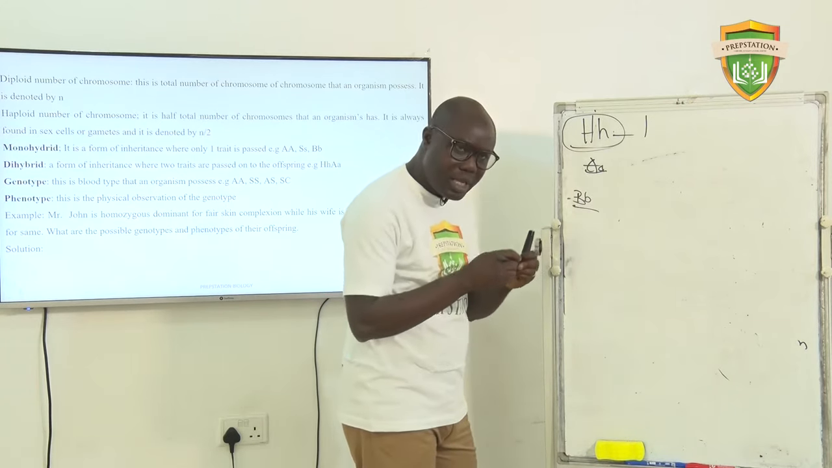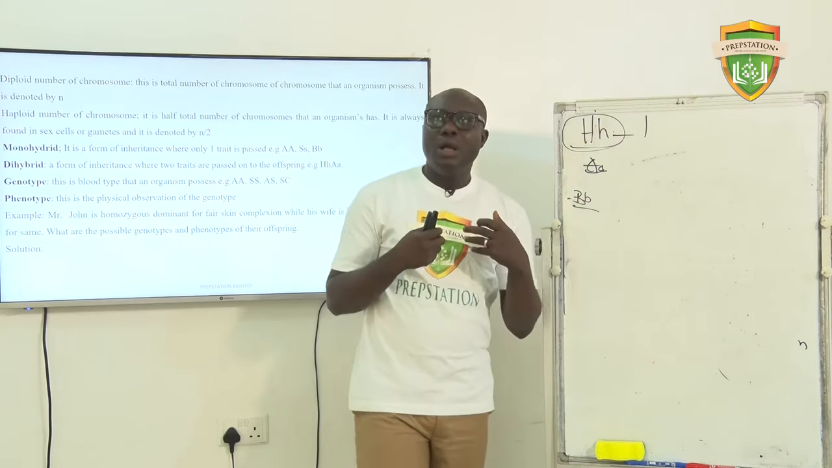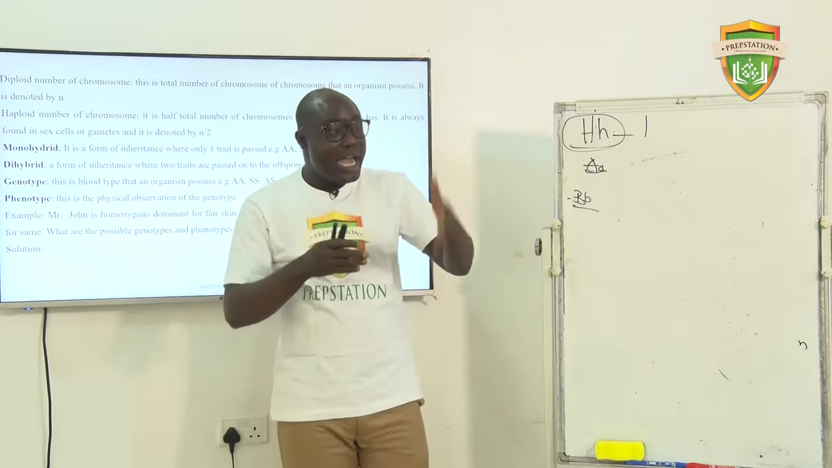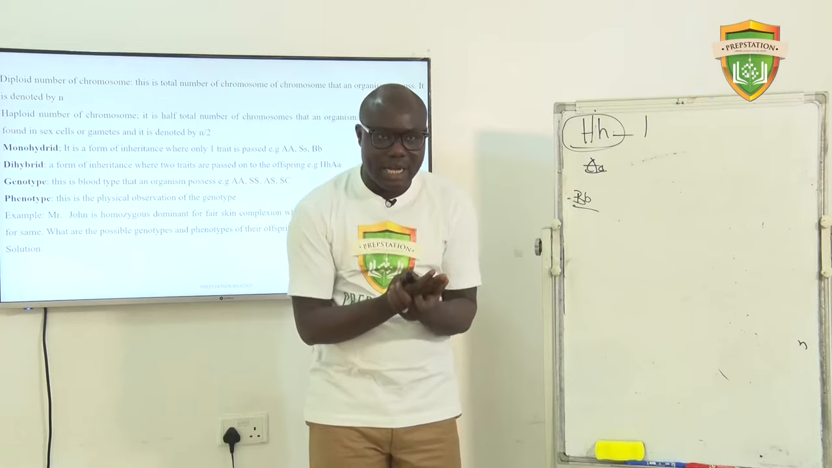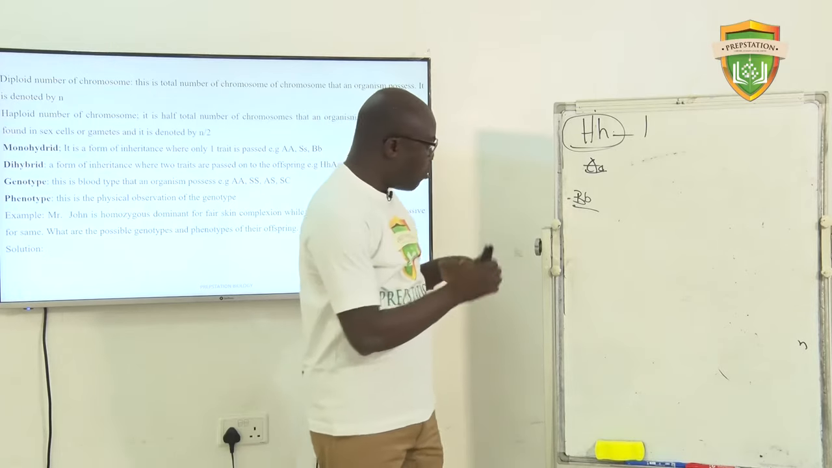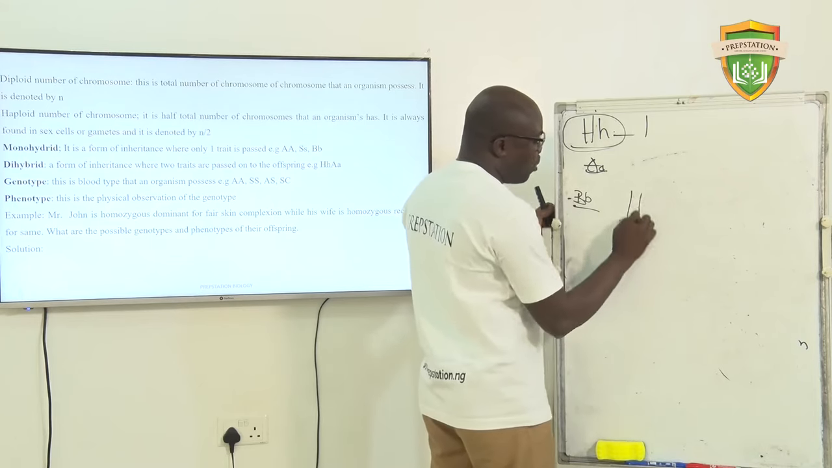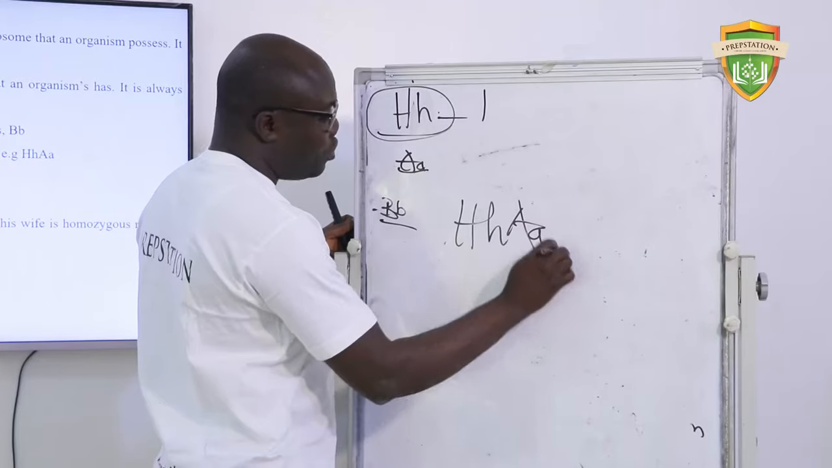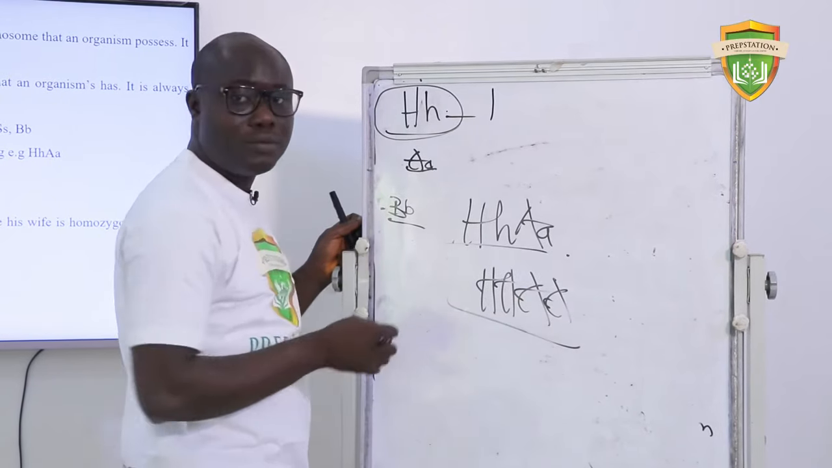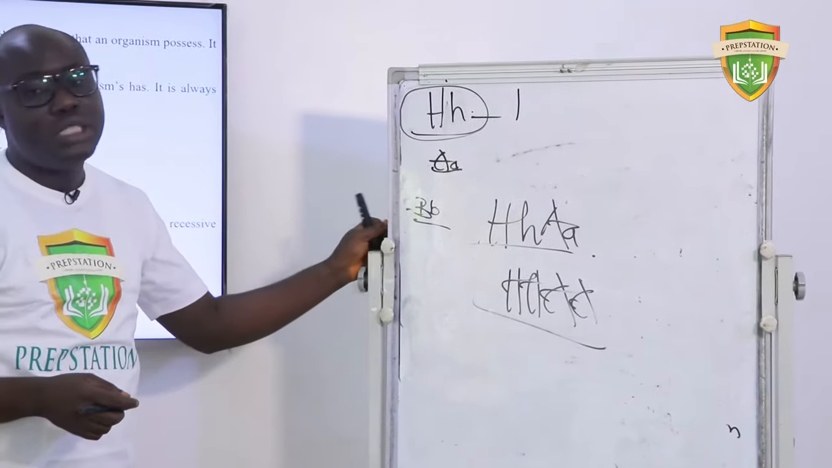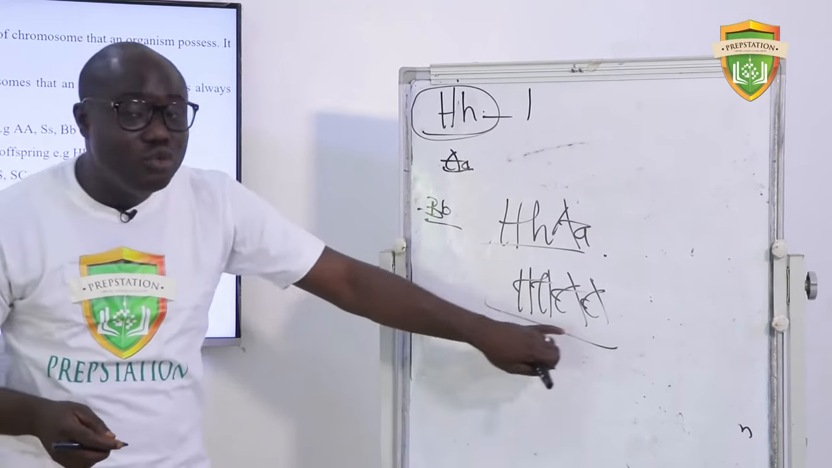When you have a trait, a trait can be split into two characters. If I'm inheriting height, it can either be for me to be tall or for me to be short. Tall or short are the characters. The height is the trait. So this is monohybrid. But in the case of the dihybrid, when you have this and you have this, can you see that they are different? The letters are not even the same. That is what makes it dihybrid, because we have two traits here.